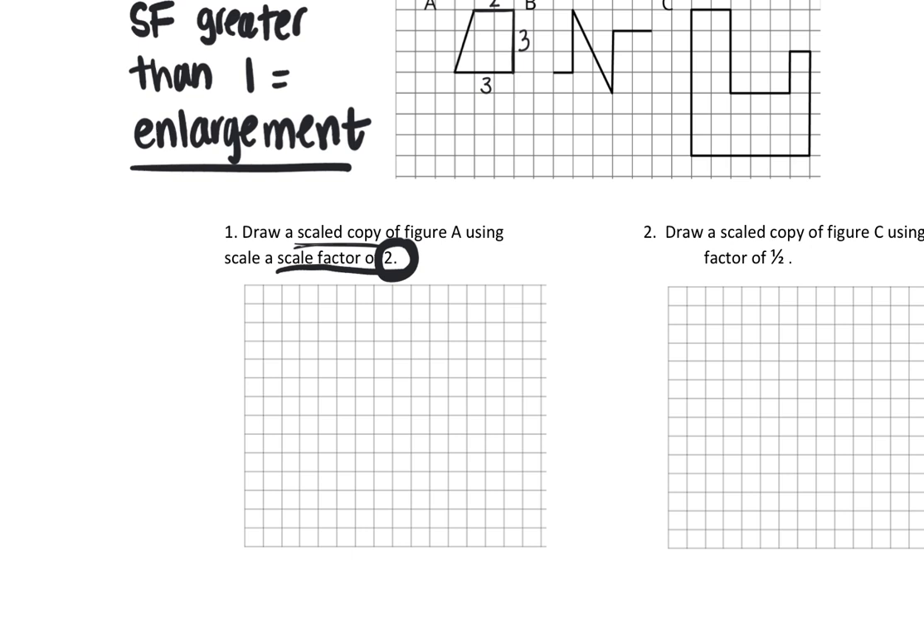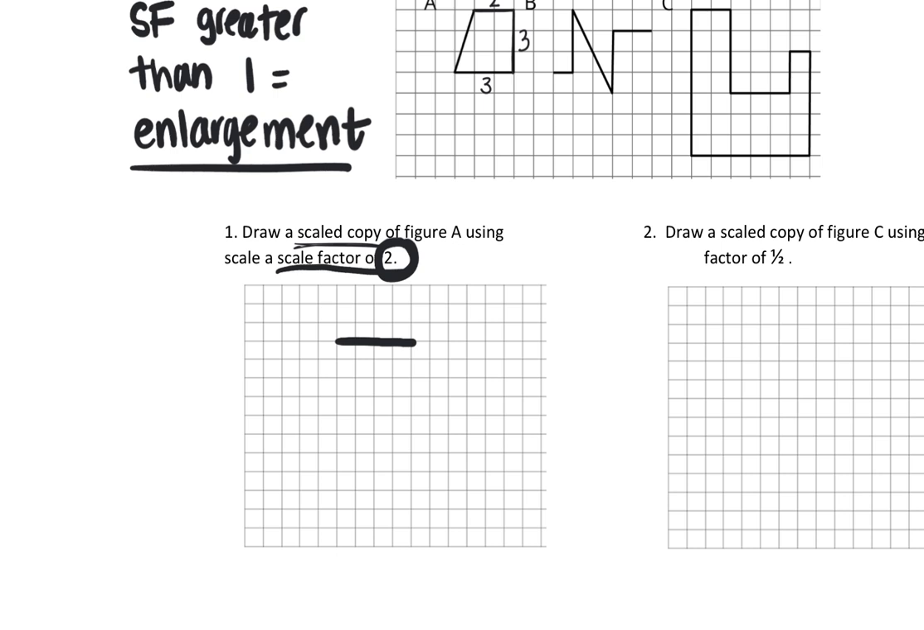So, it doesn't matter where you kind of start here. I'm just going to make it 2 times bigger. I'm going to make an enlargement because it says scale factor of 2. So, instead of doing 2, I'm going to double it. So 2 times 2 is 4. So I'm going to double it. So I'm going to do 1, 2, 3, 4. So the top is now 4 instead of 2. I'm doubling it.